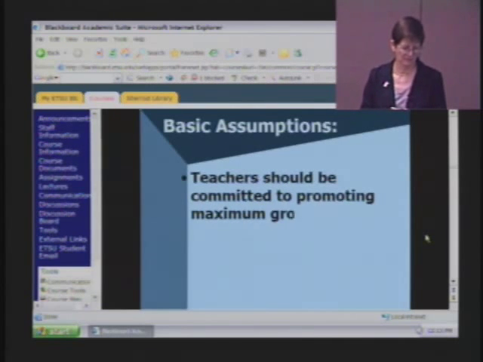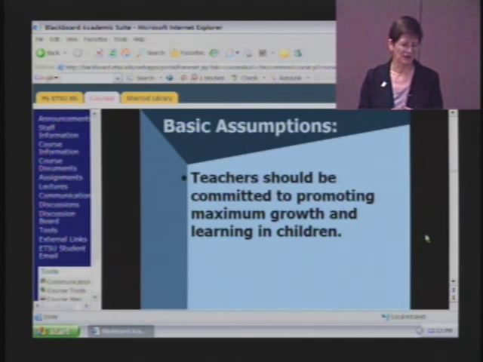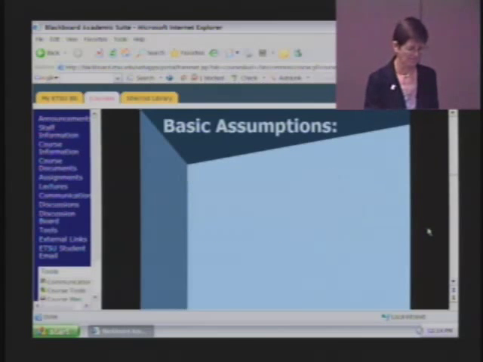All right. Teachers should be committed to promoting maximum growth and learning in children. The previous assumption said teachers know what they're doing. They know their content, they know pedagogy, they're competent to practice. This one says teachers have a certain personal commitment, a moral commitment, to promoting maximum growth and learning in children. So you're supposed to be well educated, competent, know what you're teaching, know how to teach. You should also care about children and be committed to promoting their maximum growth and learning. Okay?